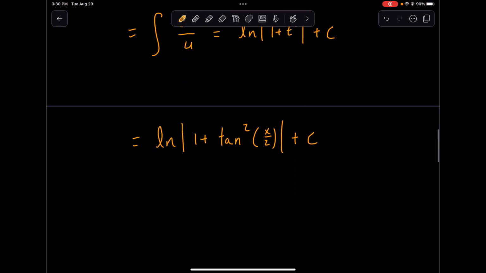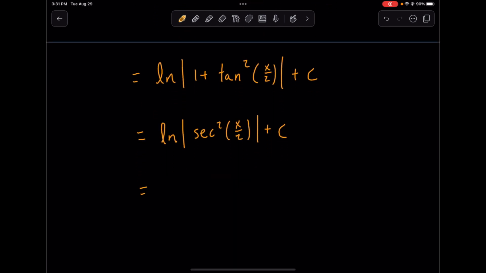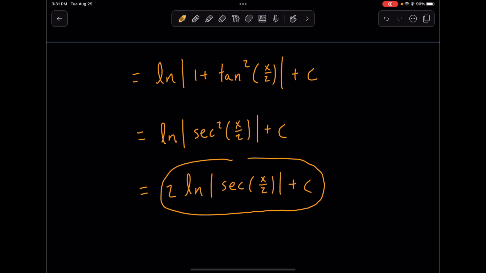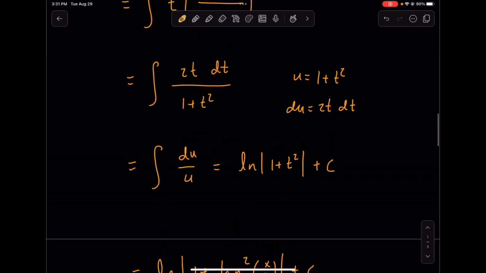You could circle that as your answer, or if you wanted to simplify even further, you could use trig identities and say that this is ln absolute value of secant squared of x over 2 plus c. And if you wanted to simplify even further, you could bring that squared out in front using log properties and say that your final answer is 2 ln absolute value of secant of x over 2 plus c. And so that's one way to use this sort of t substitution to help you solve an integral.